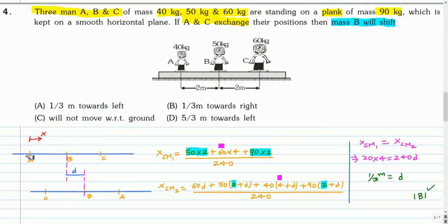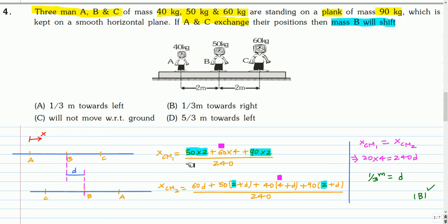So initially 3 men are standing here, A, B and C, and after that A and C will interchange the positions, so the configuration will become C, B and A, and because of that the plank would have moved by a distance, let the distance be D. Let the origin of x-axis be chosen here, which coincides with the initial position of A.